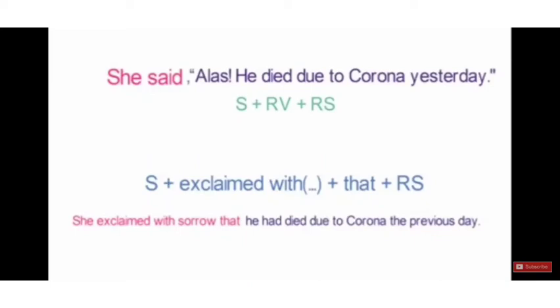Students, know the important thing. Tense and time denoting words changed here. The simple past tense becomes past perfect. So died becomes had died, and yesterday becomes the previous day. Next we see the final answer of this sentence. She exclaimed with sorrow that he had died due to the corona the previous day.